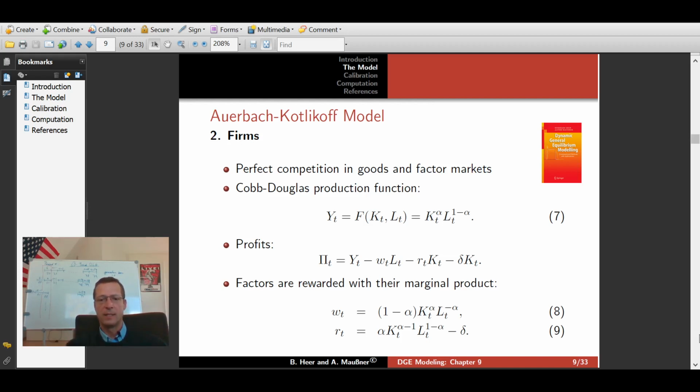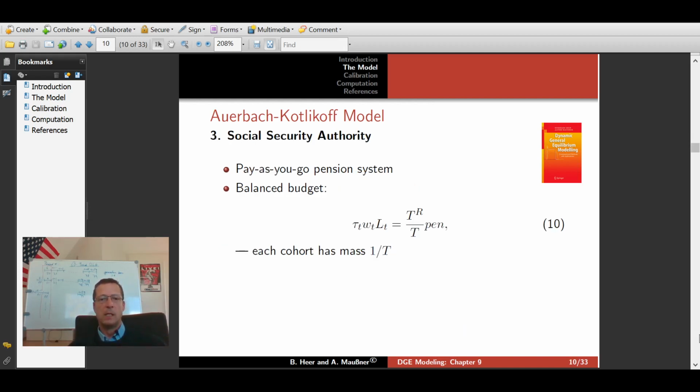Equations 8 and 9. We now introduce the Social Security Authority. We know they tax labor income at the rate tau. Total labor income is equal to W_t times L_t, where L_t is aggregate labor.